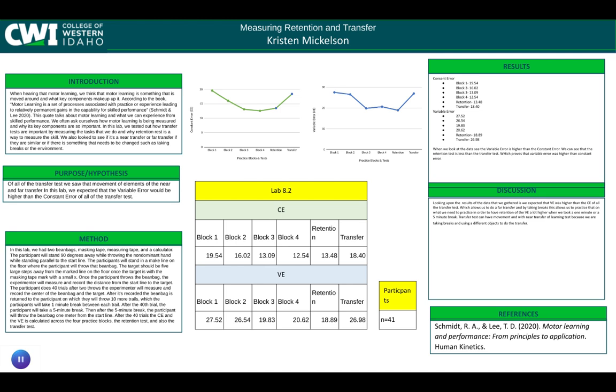Transfer tests can have movement with near transfer and of learning tests because we are taking breaks and using different options to do the transfer.